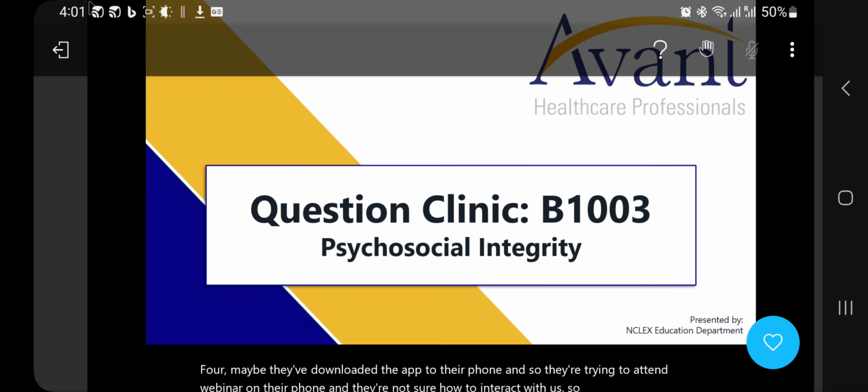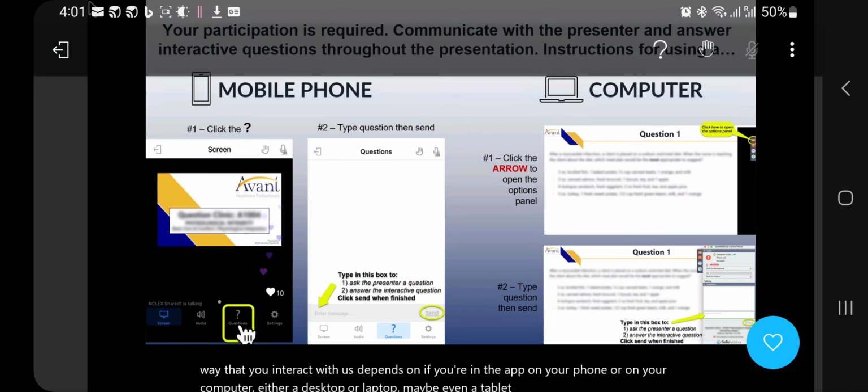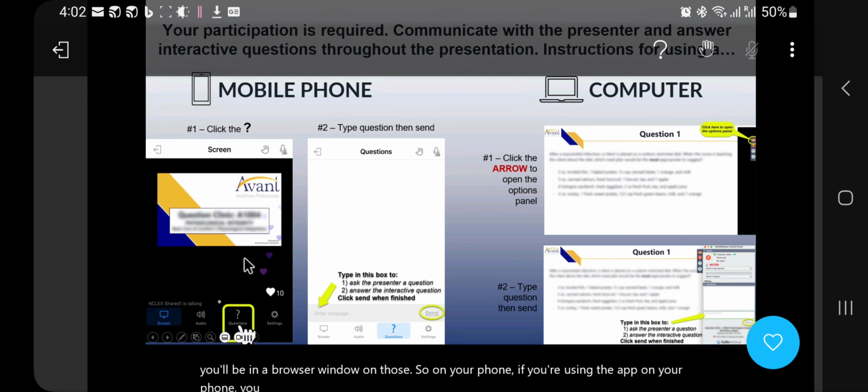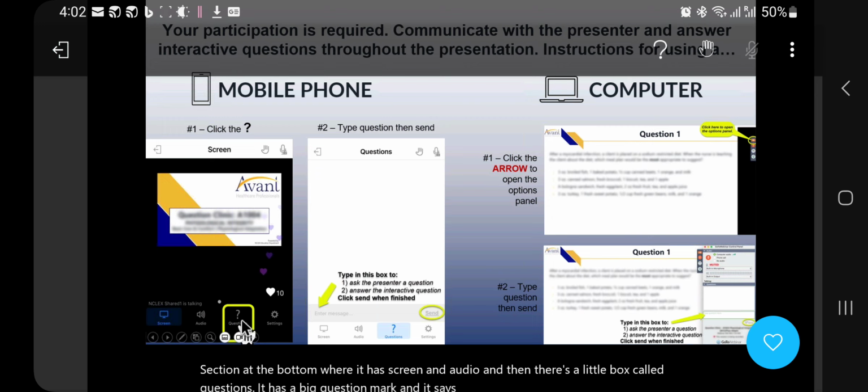So the way that you interact with us depends on if you're in the app on your phone or on your computer. Either a desktop or a laptop, maybe even a tablet, would look the same, because you'll be in a browser window on those. On your phone, look at the little section at the bottom where it has screen and audio, and then there's a little box called questions. It has a big question mark and says questions. That is the box that you click on in order to get this other box to open up, right? That says questions at the top.